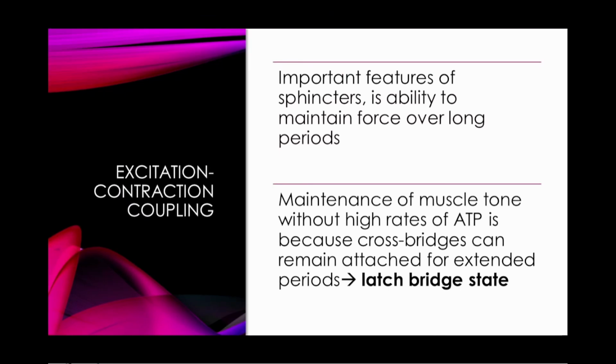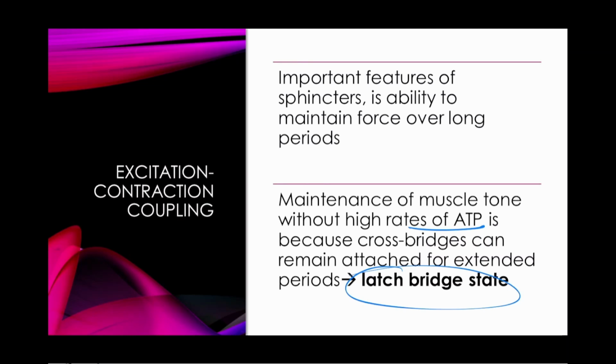Sphincters. We have a lot of sphincters. They help us out a lot by allowing us not to evacuate ourselves at times we don't want to. They have to be contracted for a long period of time and maintain that force over long periods of time. The way they can do it without high rates of ATP is because they have what's called a latch bridge state. That latch bridge state allows them to be contracted and connected for long periods of time without the need for constant ATP.